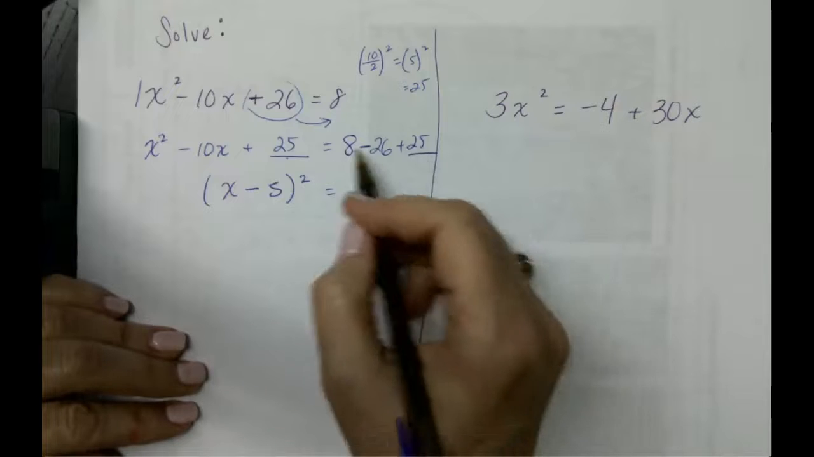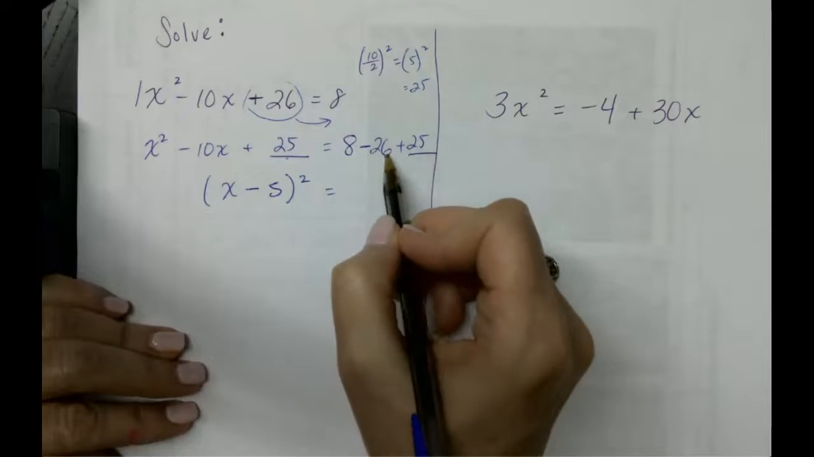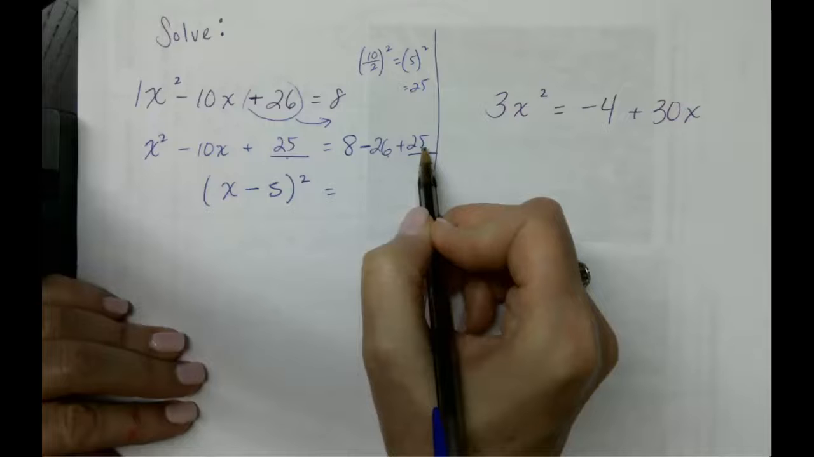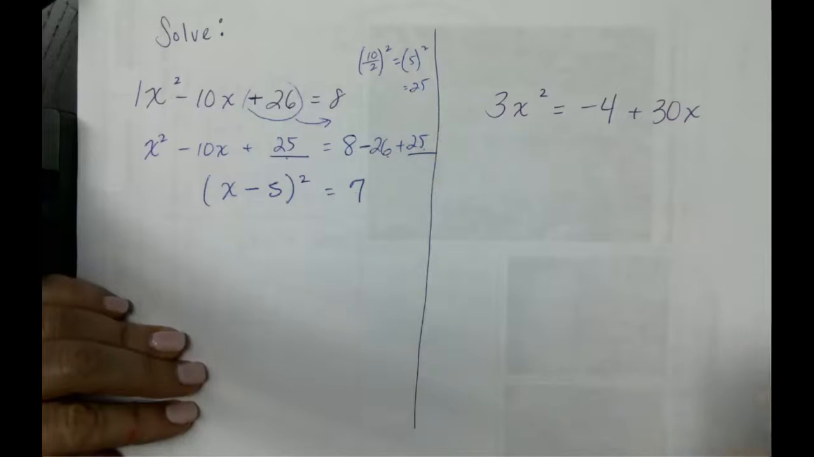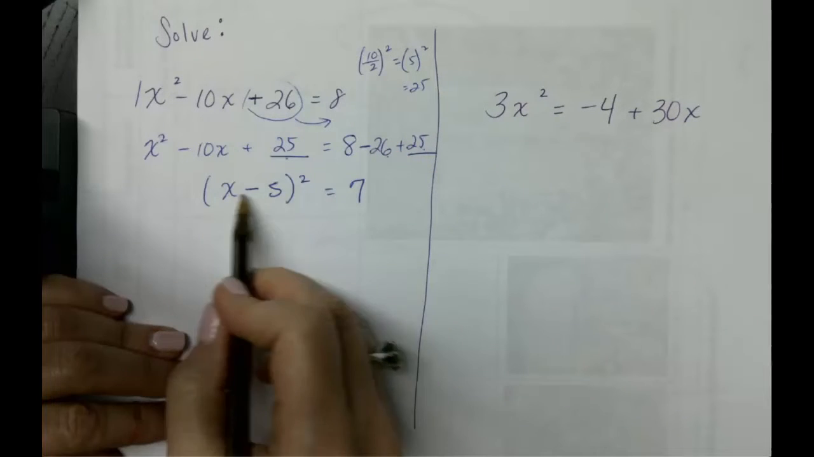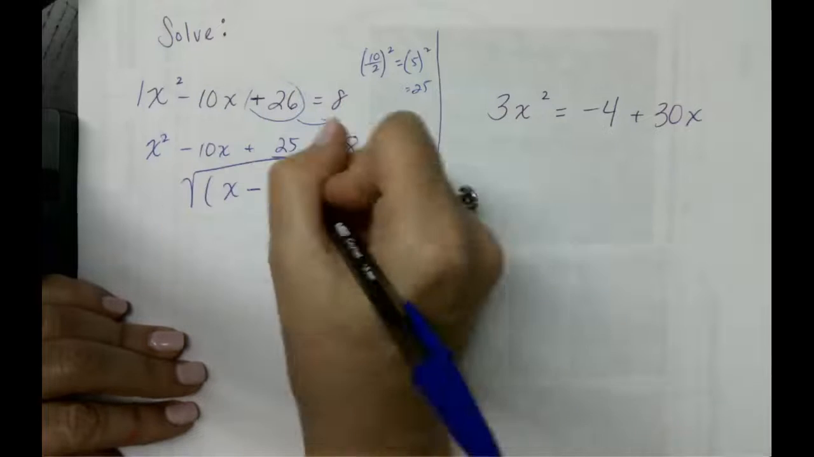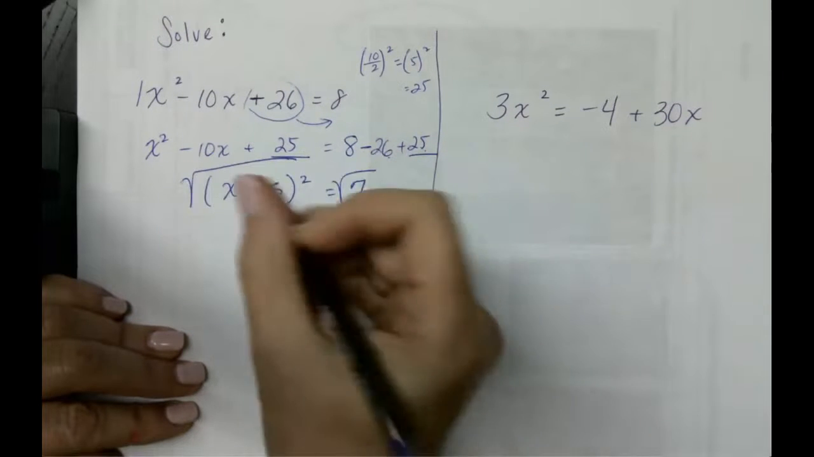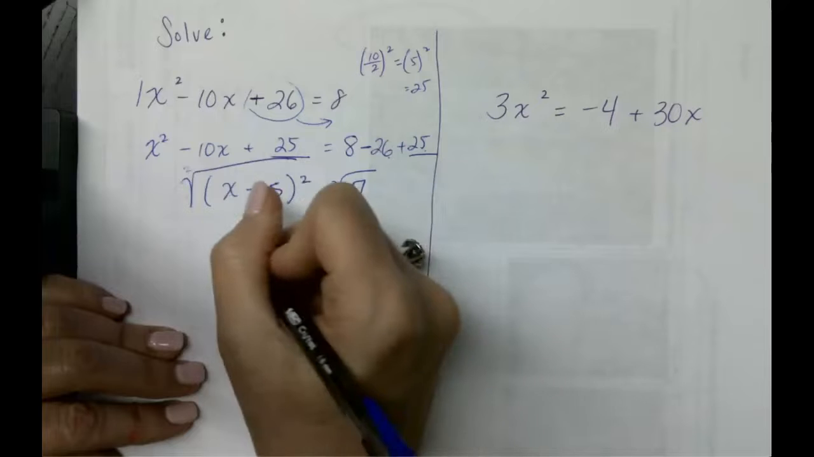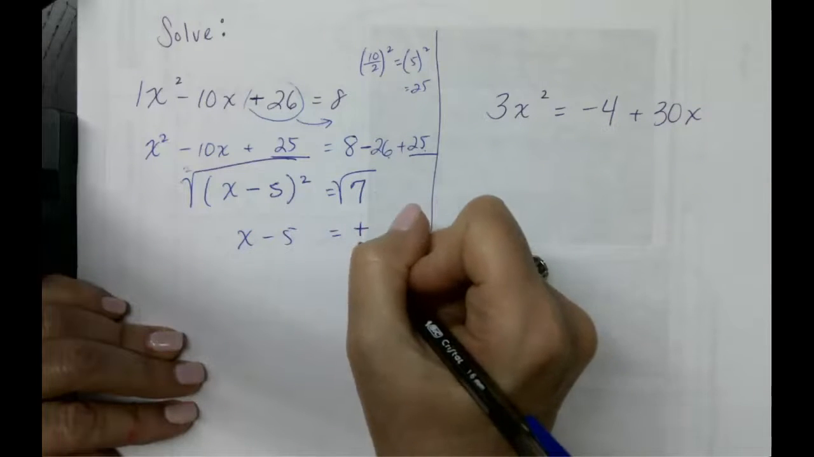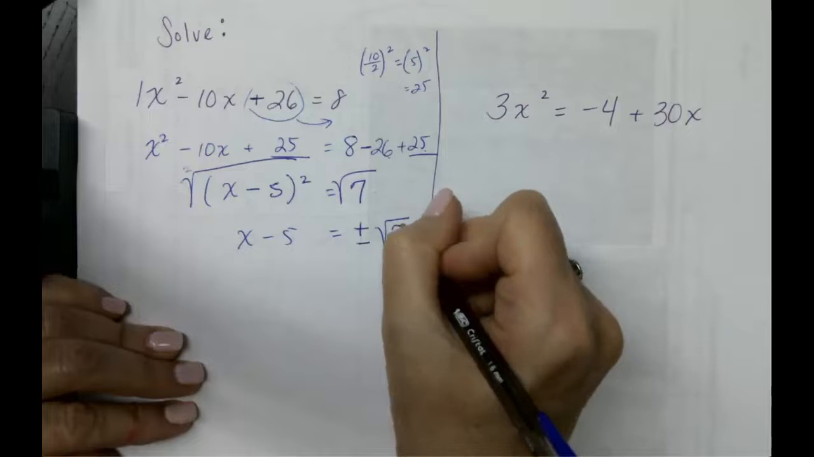On your right-hand side, we've got a negative 26 and a positive 25. That's negative 1. And 8 minus 1 is 7. So now we've got x minus 5 squared equals 7. So what do we need to do? Both sides, we now need to take the square root, and the square root undoes the square, so we get x minus 5 equals positive or negative root 7.